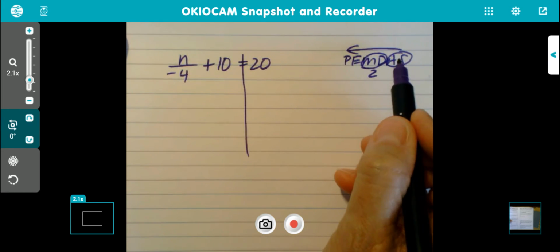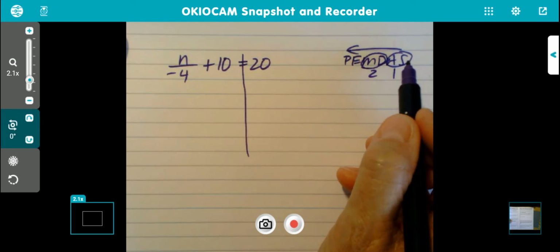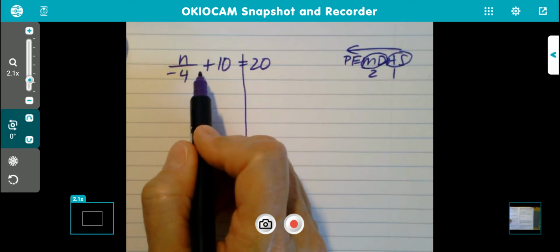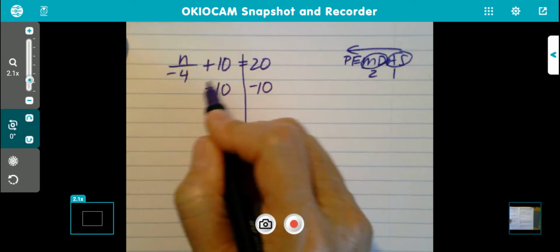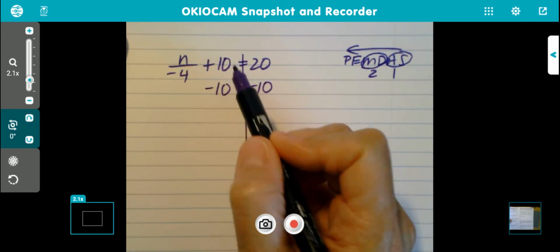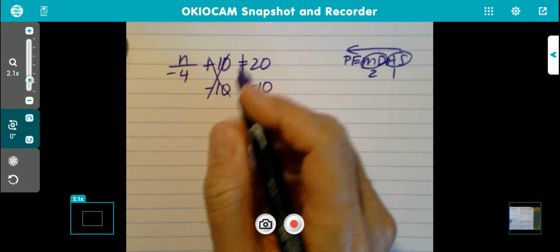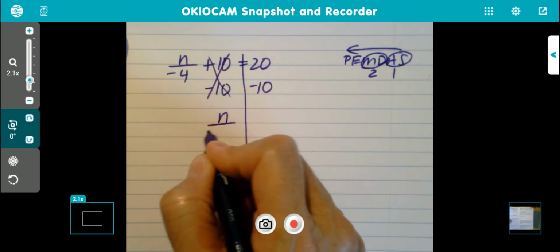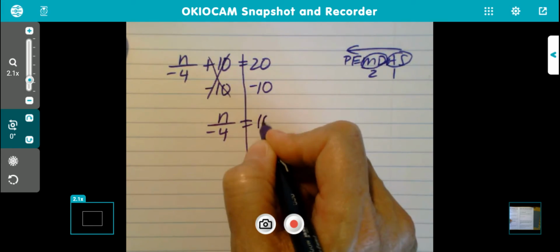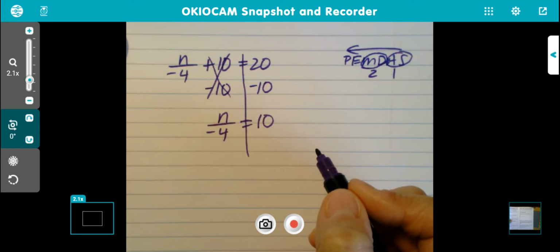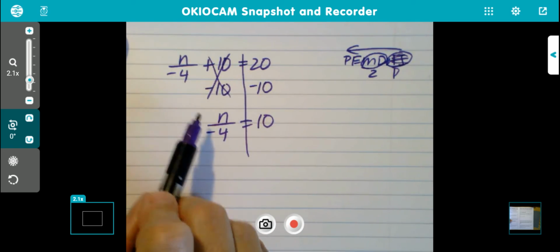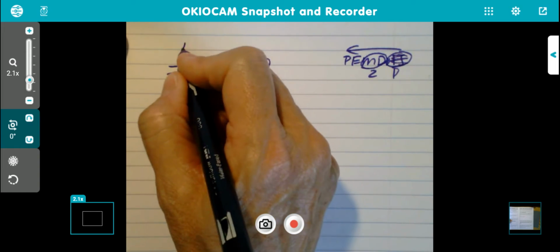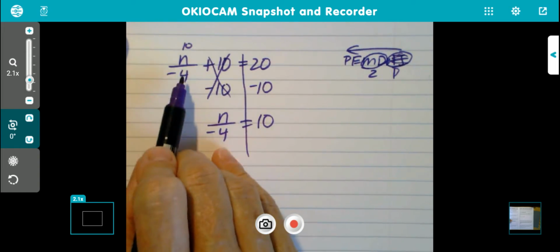The first thing I'm going to undo, it says undo the addition or the subtraction first. I'm going to undo the addition, the plus 10, with a minus 10. I'm going to do it to both sides to keep it balanced. Plus 10 and minus 10, that's a 0. I'm left with n divided by negative 4, and 20 minus 10 is 10. This makes sense too, because 10 plus 10 is 20. So this has to equal 10 again.